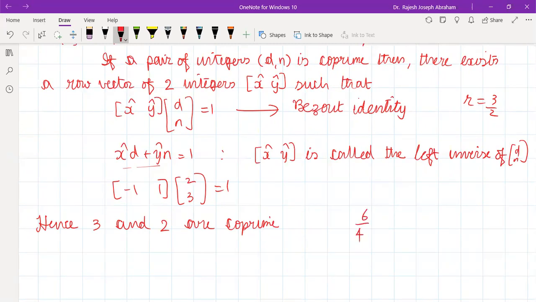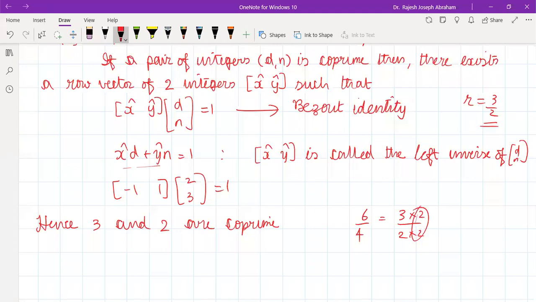6 by 4, is it co-prime? No, sir. Why? Because 3 into 2 and 2 into 2, they have a common factor of 2 in the numerator and denominator. So these two are not co-prime, whereas 3 by 2 is co-prime.